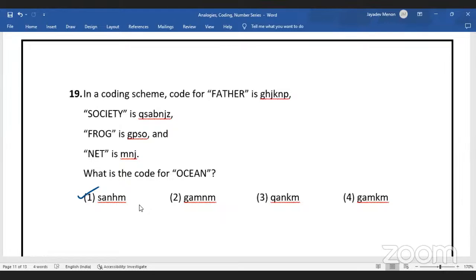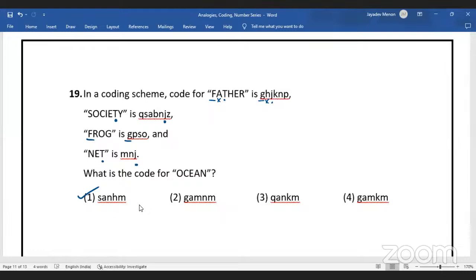So if we are checking the word and its code, we can see that the code for every letter is the same for all words. That means for F, the code used is G. Here also it is G. And for A, the code used is H. And for T, the code used is J. Here also it is J.